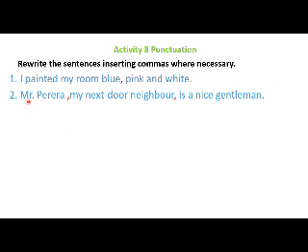Second sentence, Mr. Pereira, my next door neighbor, is a nice gentleman. Here you can see the extra message, extra information about Mr. Pereira. So you have to insert a comma at the beginning and ending. Right? This is the extra message about Mr. Pereira. So Mr. Pereira, comma, my next door neighbor, comma, is a nice gentleman.